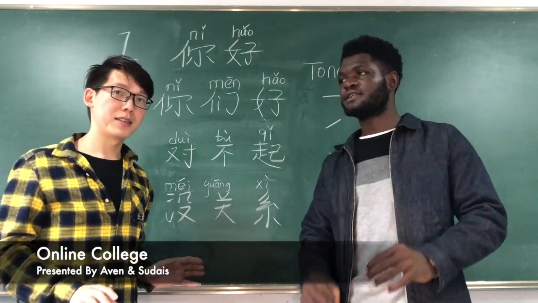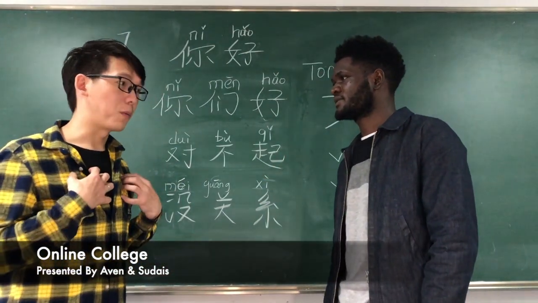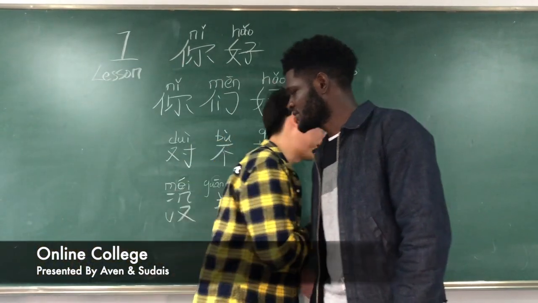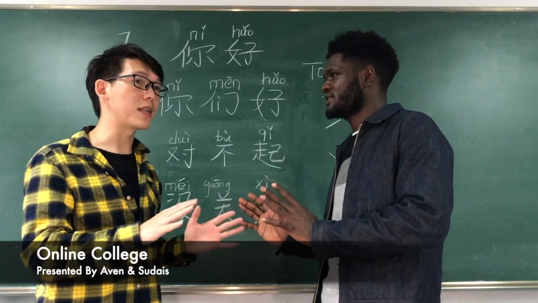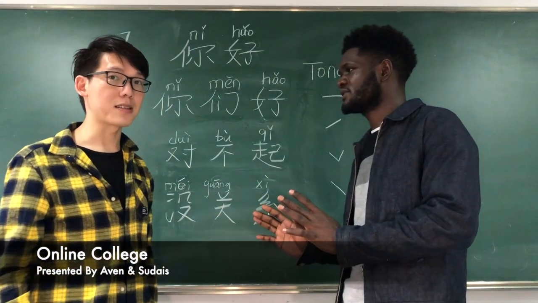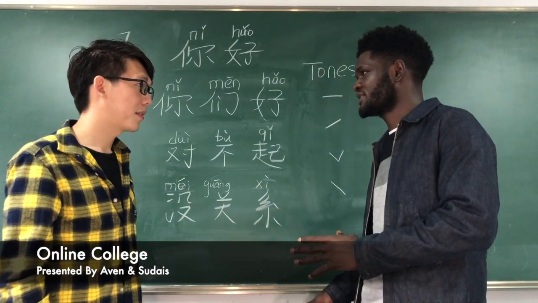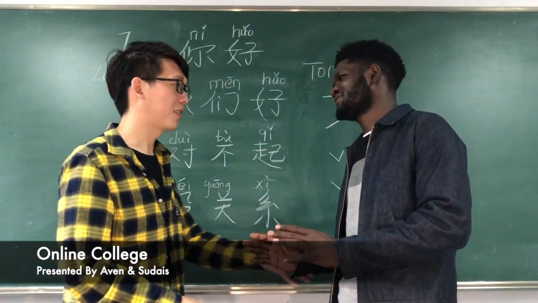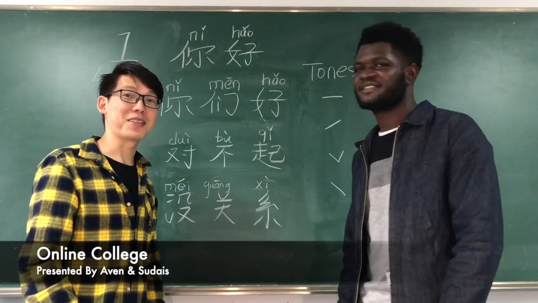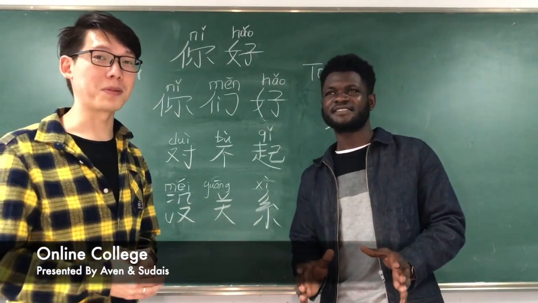For example, when I touch Sudais by accident and I say sorry, he would reply to me, oh, 没关系, it's okay. This is the way to use it. We can do the action again. Oh, 对不起. 没关系. This is the way to use it. Very simple.